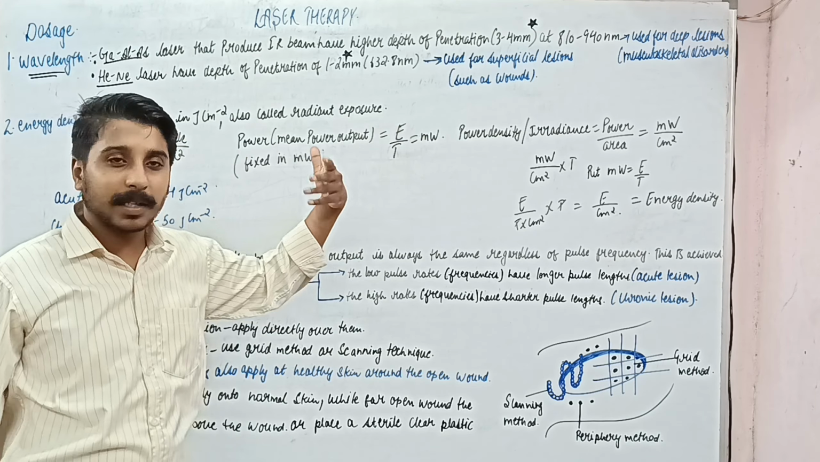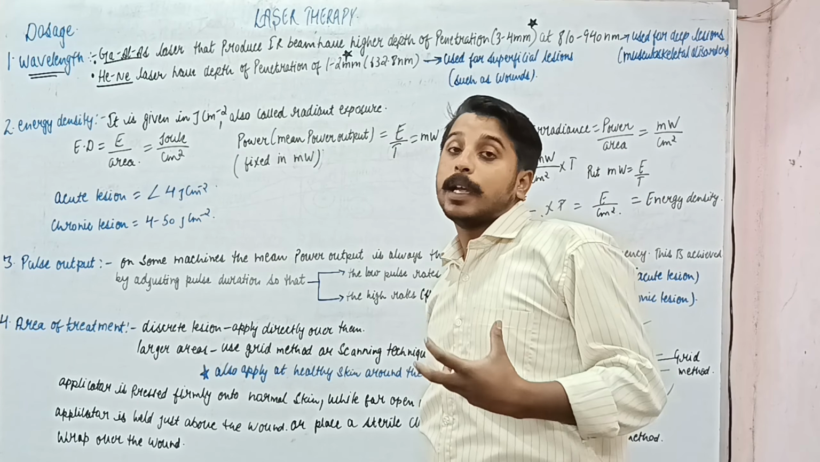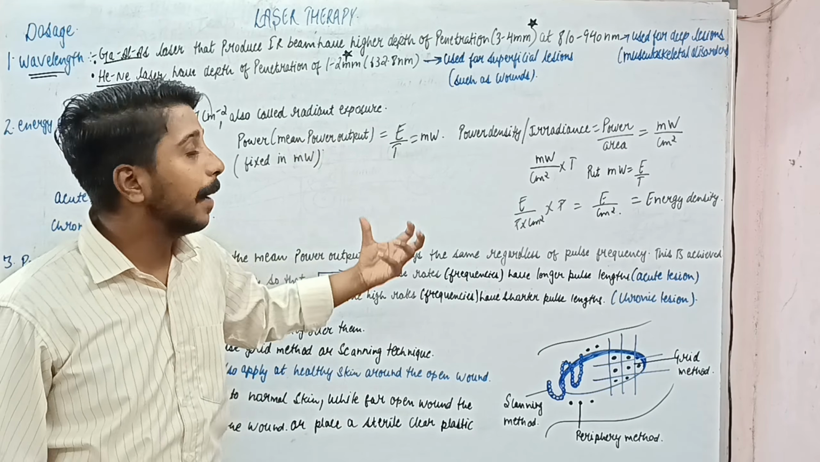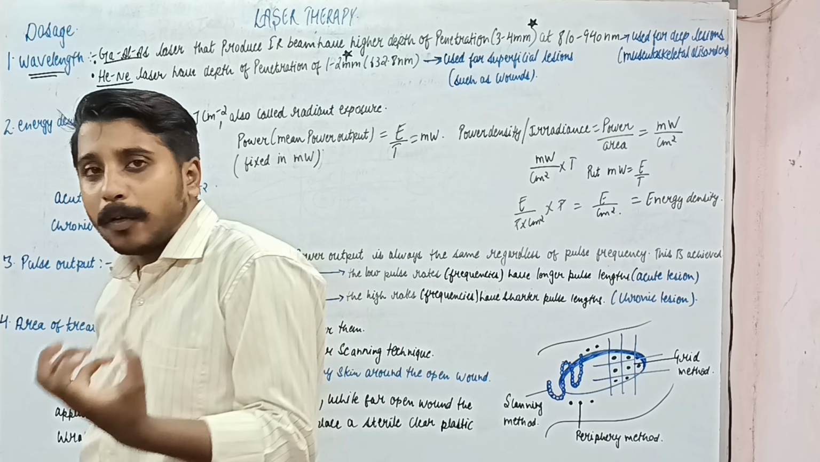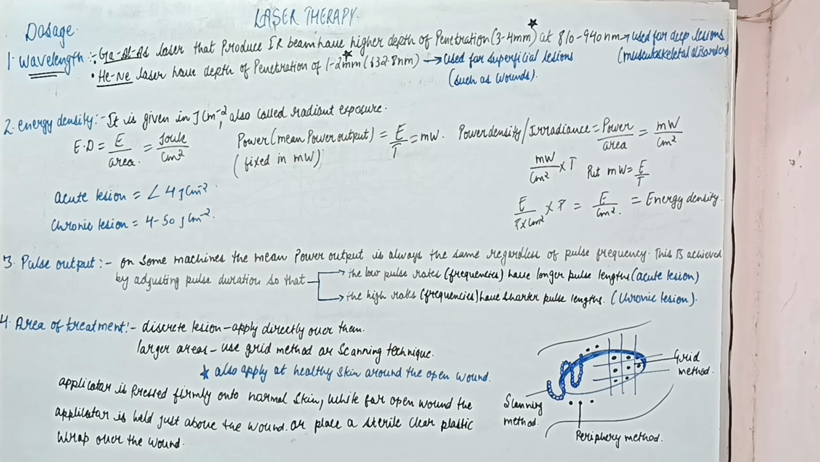Regarding wavelength, we just need to understand two things: diode lasers have more depth of penetration. So for structures such as ligaments, if there is any kind of sprain of a ligament, we are going to use the higher depth diode lasers. But for superficial lesions, helium neon lasers can be used. The second factor is energy density.